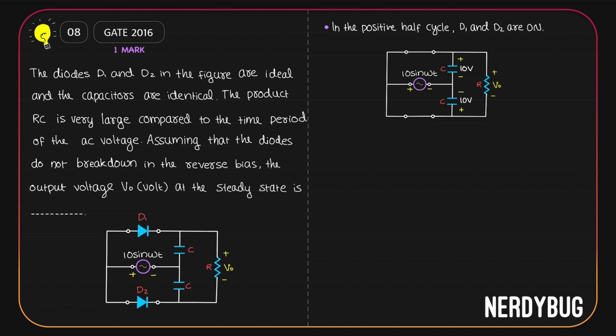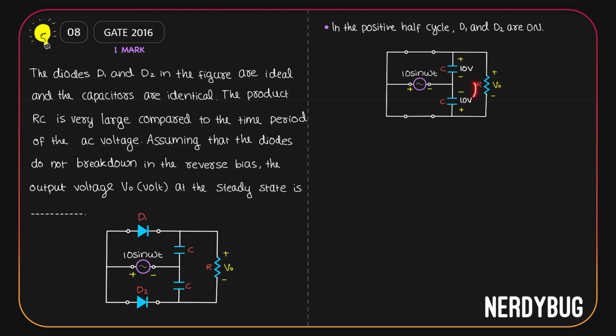Can it discharge through the resistor then? No, because in the question it is given, RC is very much large compared to the time period. The capacitor takes a long time to discharge through the resistor because its time constant is really large. It won't be able to discharge by the time the input voltage goes from the maximum to 0.